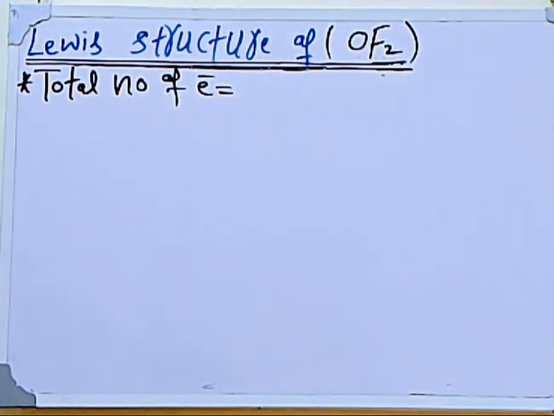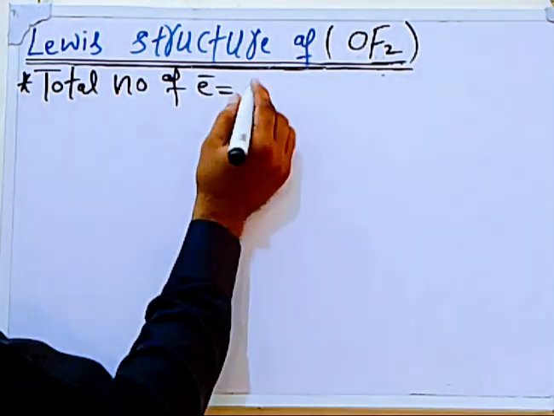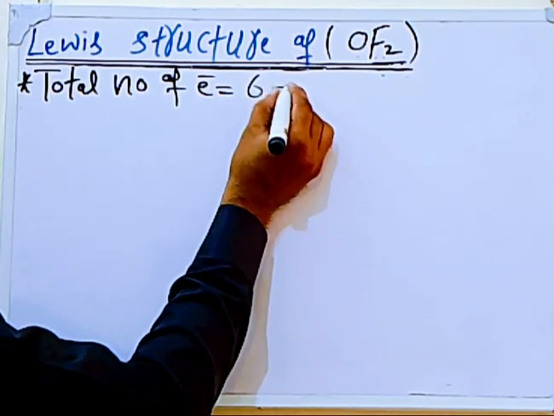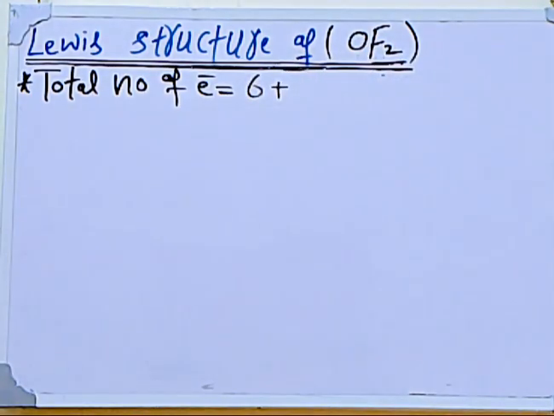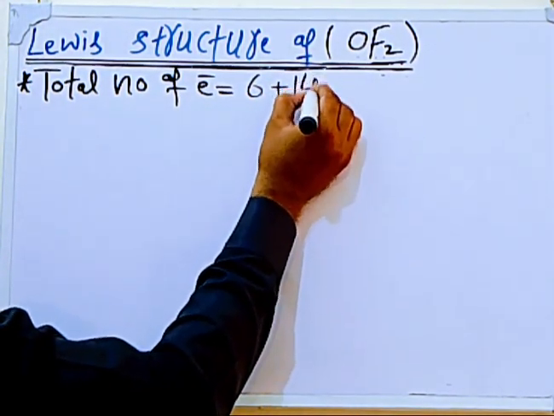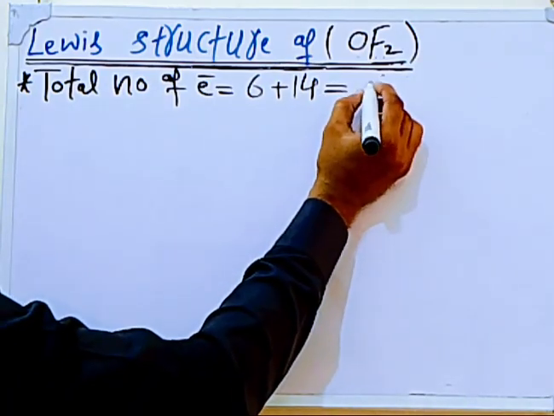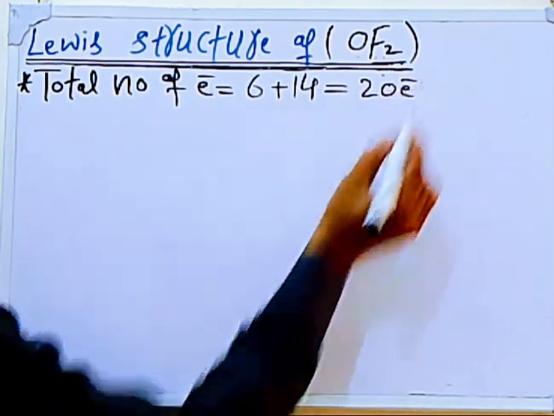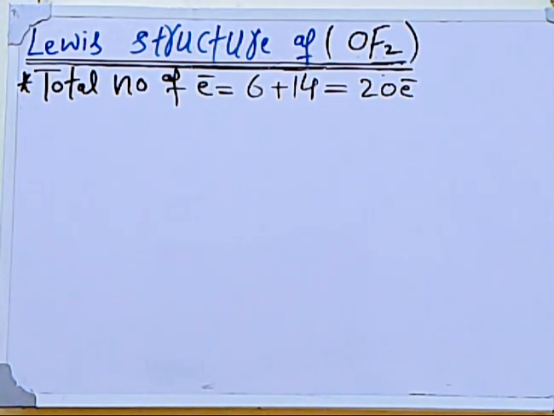Students, we know that oxygen is present in group 16, so it provides 6 electrons, and fluorine is present in group 17. So every fluorine atom provides 7 electrons. So the total number of electrons provided by fluorine is equal to 14, and we have 20 electrons. We have to distribute these 20 electrons between oxygen and fluorine.